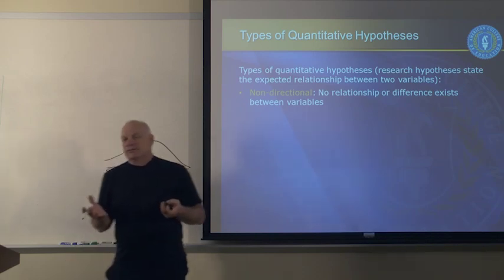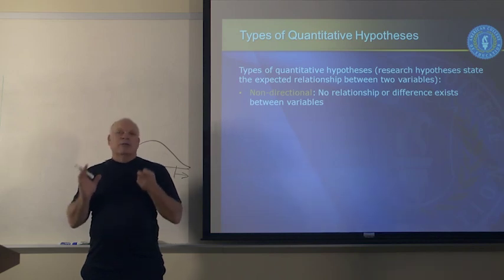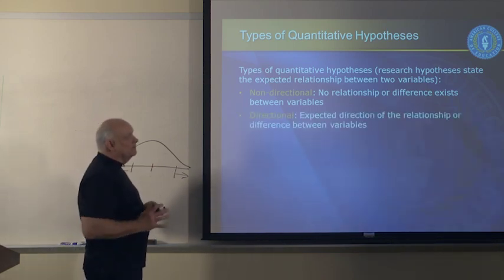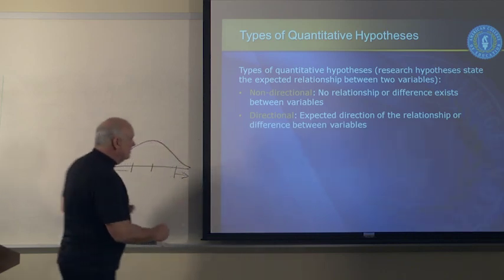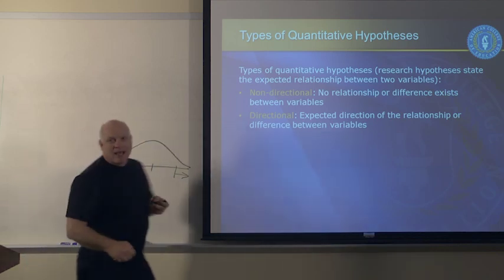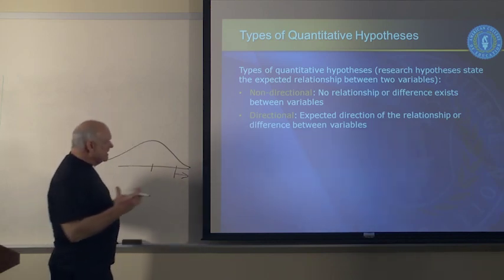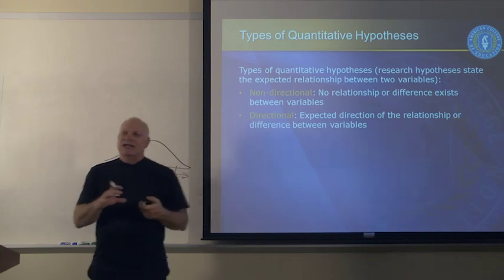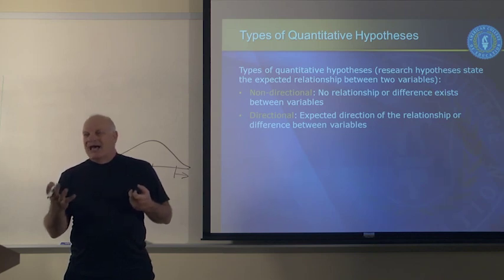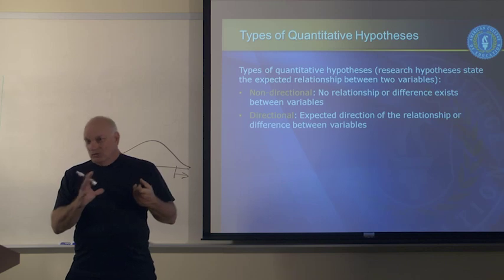If I'm looking at math scores of 5th grade boys and 5th grade girls, I don't care if the 5th grade girls score higher or lower than the boys. All I'm concerned about is whether there is a significant difference between the two groups. The directional hypothesis states the expected direction of the relationship or difference. In a non-directional test, I'm not concerned about positive or negative numbers. But in a directional test, I have to be, because my hypothesis is going to state that. I'm going to say that 5th grade boys score significantly higher than 5th grade girls on math tests. So it's one-tailed. It's directional.